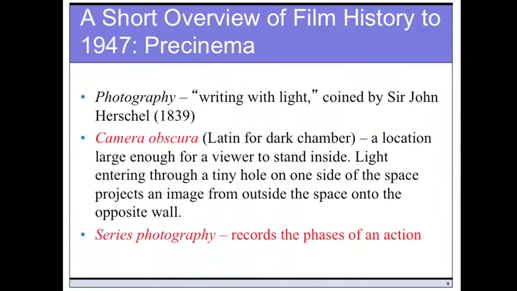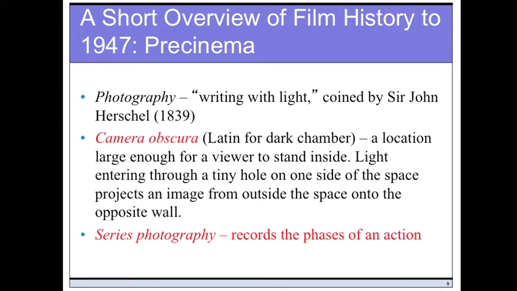So let's dive into a short overview of film history all the way up to 1947, beginning with photography. Photography is the basic building block of film.